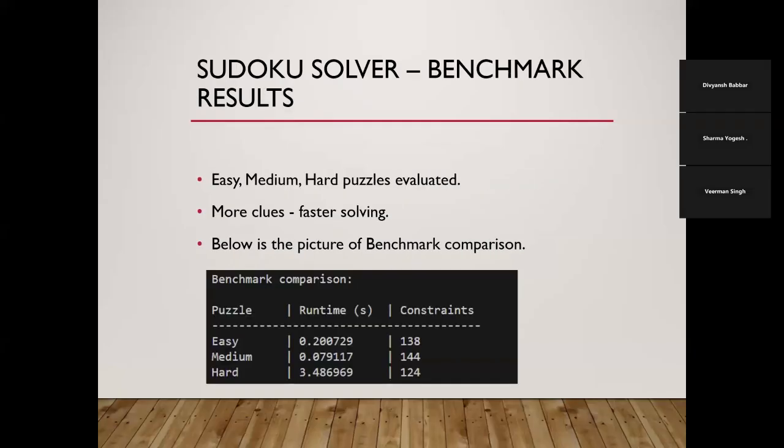And now we go over the benchmark results of our Sudoku solver. We evaluated Sudoku puzzles at four difficulty levels: easy, medium, hard, and minimal-clue puzzles. The results were consistent. Puzzles with more clues solved instantly. Puzzles with fewer clues took slightly longer but still completed in under a second. This demonstrates that Z3 handles combinatorial CSPs extremely efficiently, even with very large search spaces.